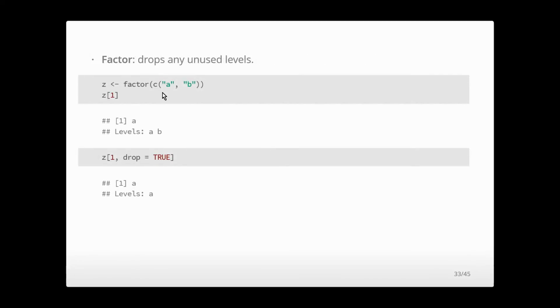Okay, and then with a factor, if you say drop equals true, the default setting in factors is that it does not do this, okay? With a factor it will generally keep all of the levels even if you've simplified it, even if you've subset it, whereas if you say drop equals true, it gets rid of any levels that aren't being used. I would say this is not a very common thing that we do.